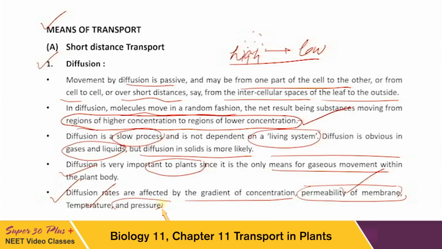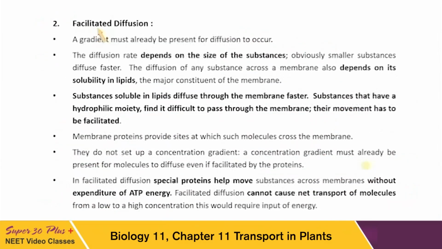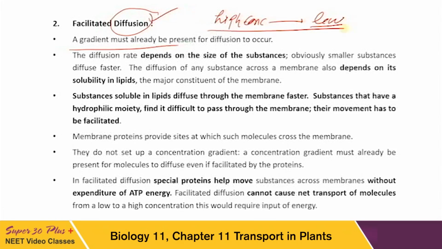Come to the next now. We have to see facilitated diffusion. As it indicates, it is also diffusion, but a specialized type of diffusion. The gradient is there, and all the characters of diffusion will be there: substances diffuse from high concentration to low concentration. This is purely a physical process. No vital energy is used in this. So the gradient is established from high concentration to low concentration.